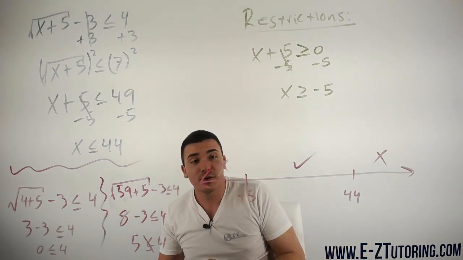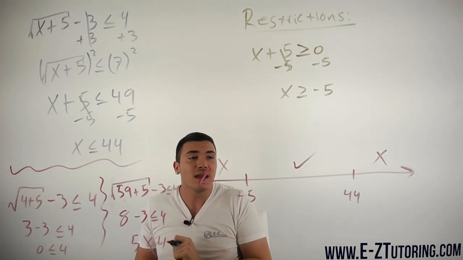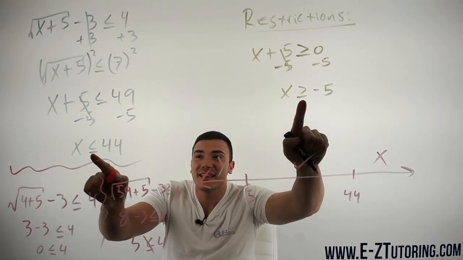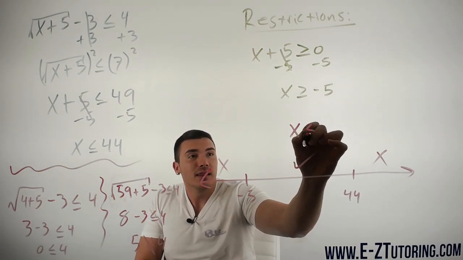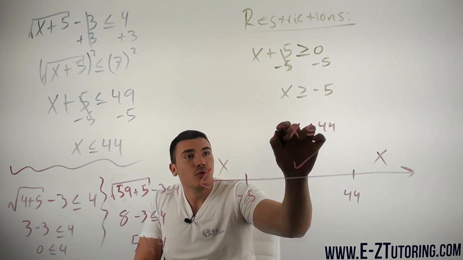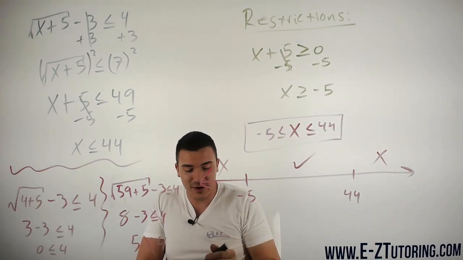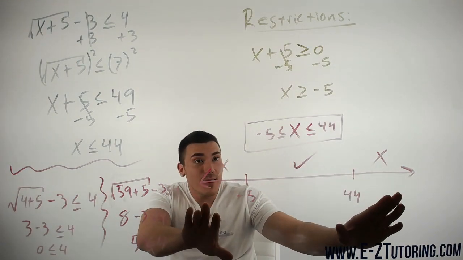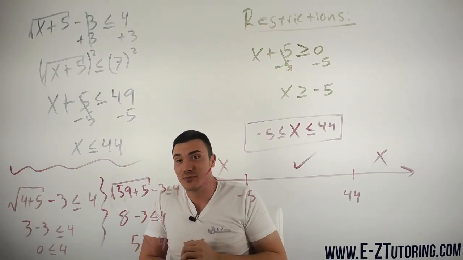This is the only interval that works. Therefore, x is going to be greater than or equal to negative 5 and less than or equal to 44. Now I say equal to because that's what these signs say. So you can combine those together, put x in the middle, say that it's less than or equal to 44, greater than or equal to negative 5, and that right there, ladies and gentlemen, is your answer. Never skip this step. Always test your intervals. Very important when dealing with square roots.